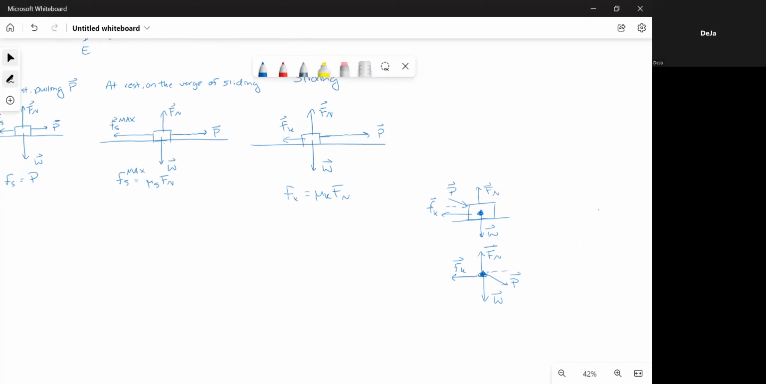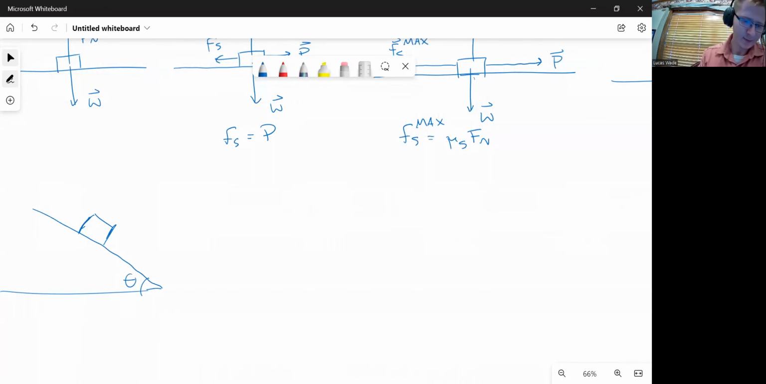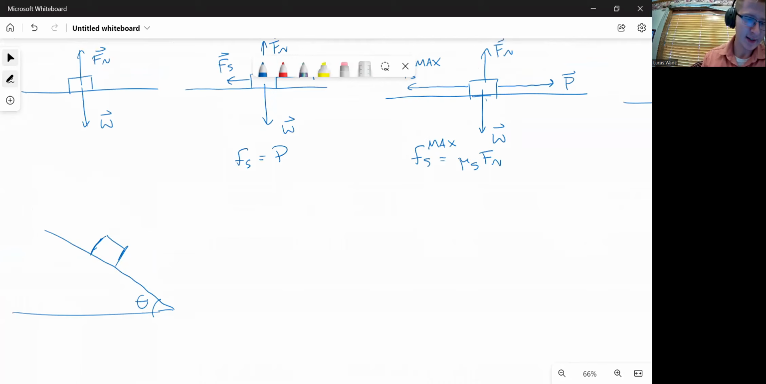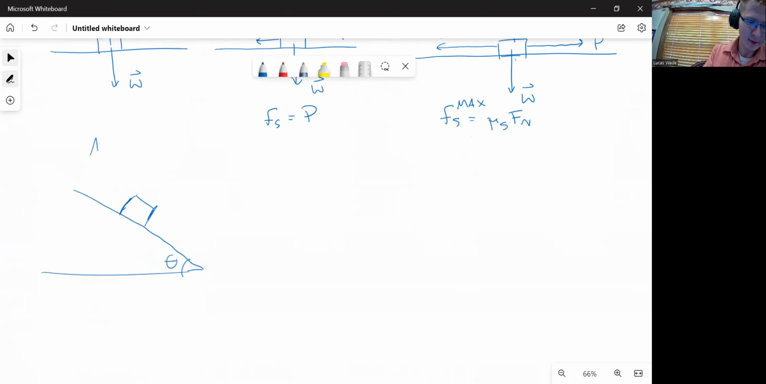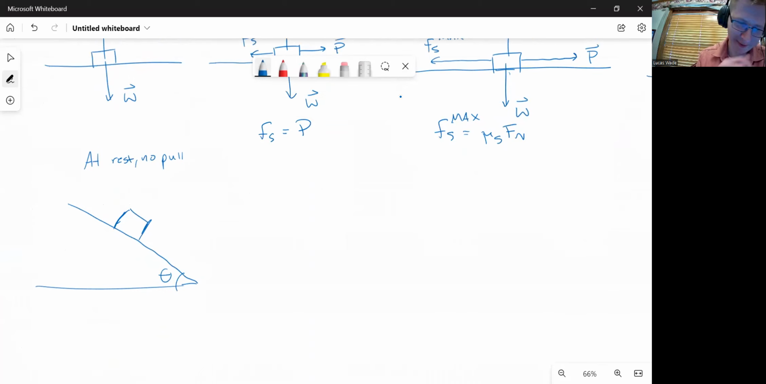Yes. Okay, so back to, we've got this block on an incline. So what forces act on this block? If it's just sitting there, so we'll say at rest, and we'll just call it no pull. Normal force. So all the forces, that's good, okay.